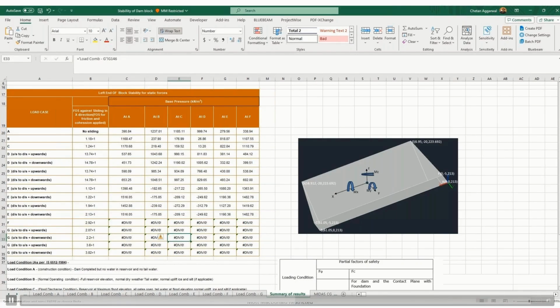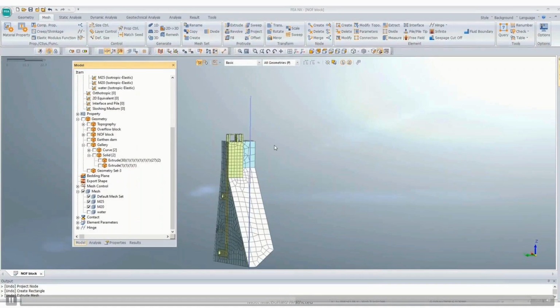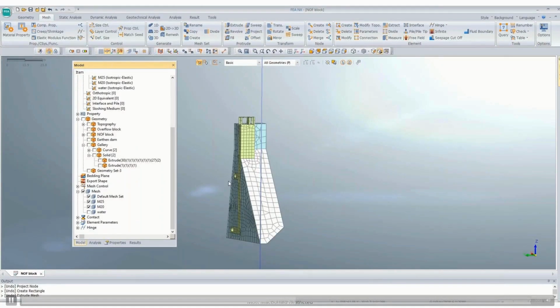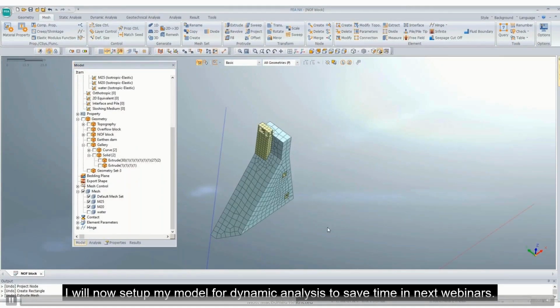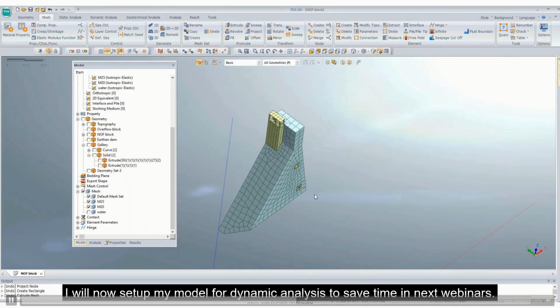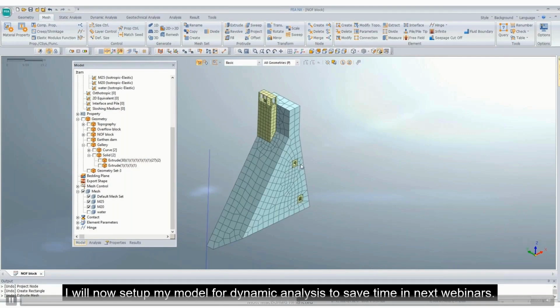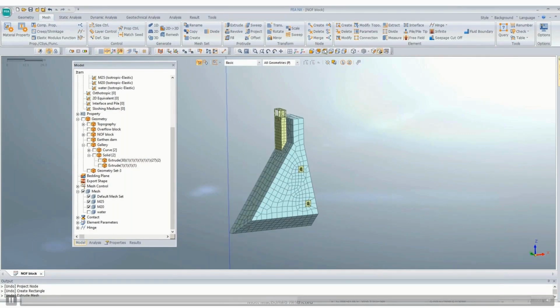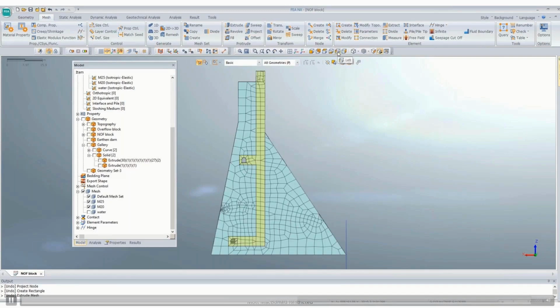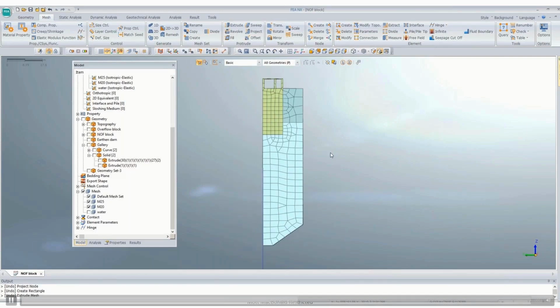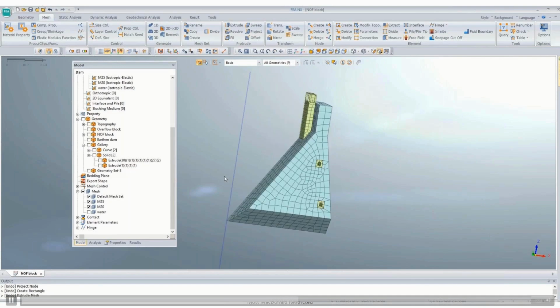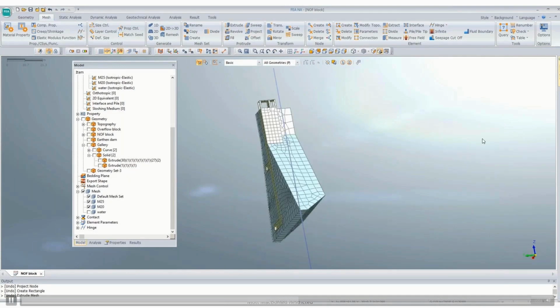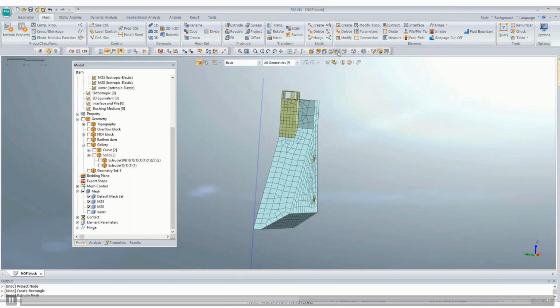So let's go to the Midas window. I'll set up my model for the dynamic analysis in this session. I'll apply the seismic wave. Okay, I'll model the foundation. Actually, I'll be using this mesh set only. So I have applied all the loads, and I'll have all the loads with me for dynamic analysis.